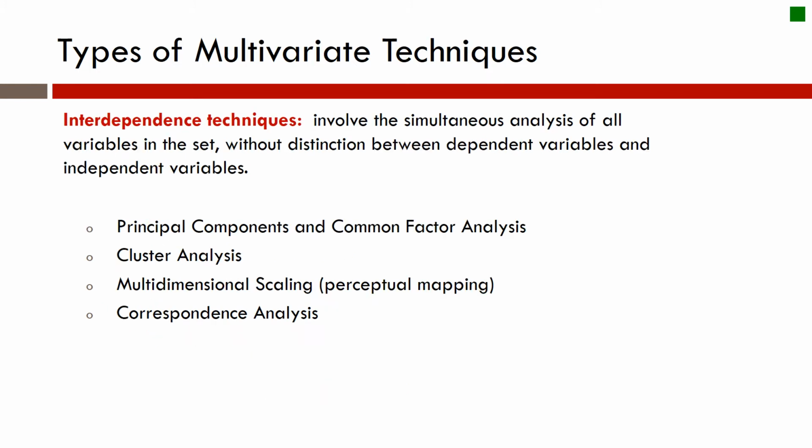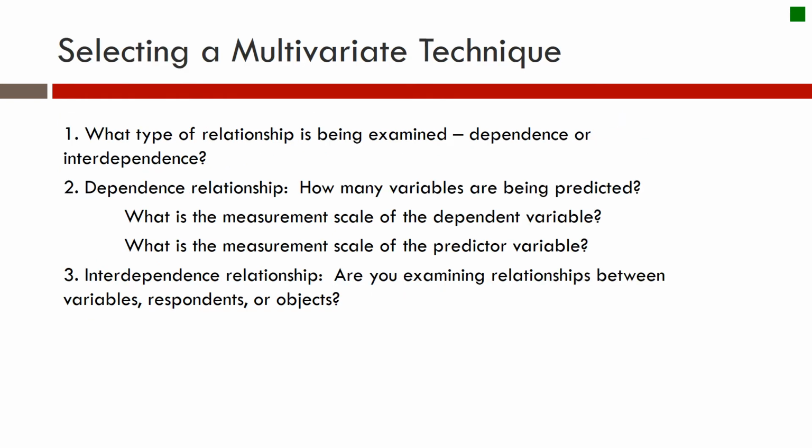Interdependence models would then involve the simultaneous analysis of the relationships that we find within a variable set or a group of variables. Like I mentioned, multidimensional scaling, cluster analysis, factor analysis, those are things that we'll look at closely, and correspondence analysis as well. Multidimensional scaling and correspondence analysis are sometimes used in perceptual mapping, which is something helpful to do.